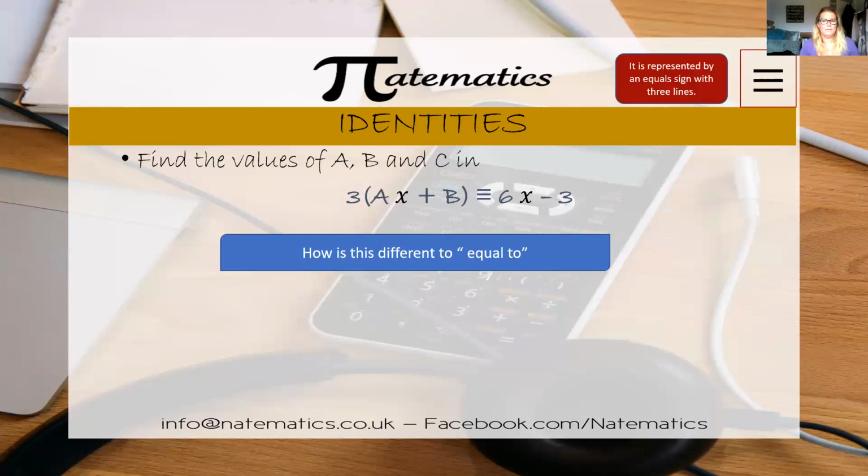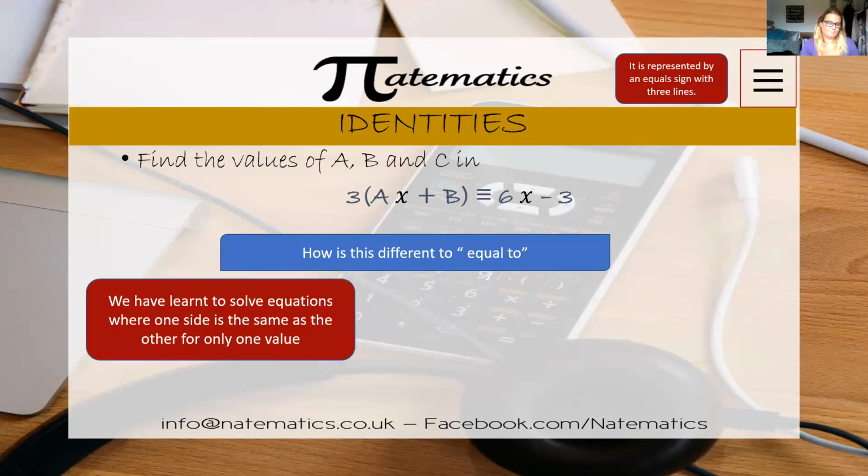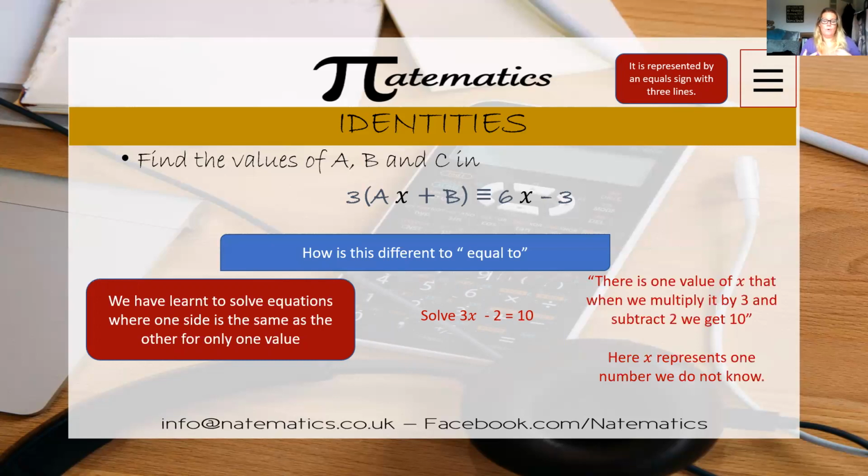So how is it different to equal to, apart from the extra line? Think about what you've learned in maths. You've learned how to solve equations where one side is the same as the other. So we ask, what value of X or P or whatever letter it is makes the left-hand side equal the right-hand side? For example, solve 3x minus 2 equals 10. Here, what we're saying is there's one value of X that we multiply by 3, subtract 2, and we get 10. So X represents just one number that we don't know, and we're able to find it out using our skills. Carry that on, and you find X is 4.